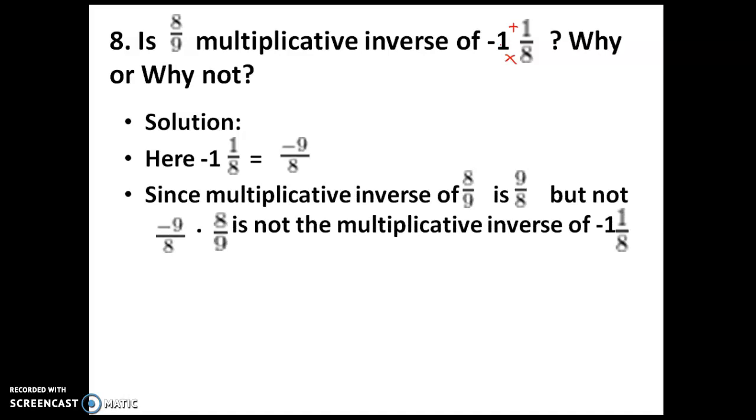Since the multiplicative inverse of 8 by 9 is 9 by 8 and not minus 9 by 8, this is not the multiplicative inverse. That's the answer. 8 by 9 is not the multiplicative inverse of minus 1 1 by 8, because of the sign. This sign is showing that this is not the multiplicative inverse.